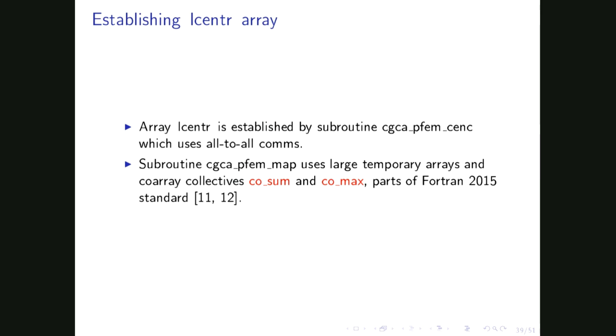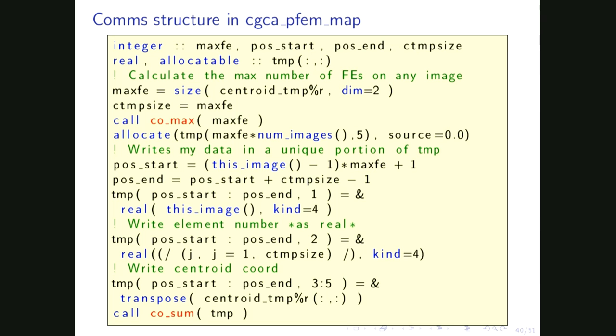With this, we implemented a new routine that makes use of large temporary arrays and coarray collectives, CO_SUM and CO_MAX. This approach may prove problematic at very high core counts due to memory limitations. The new routine, PFEM map, uses a large temporary array of length the maximum number of FEs on any image times the number of images. Then all variables have to be recast to the same real kind before they are written into the temporary array. The reason for this is that the CO_SUM and CO_MAX collectives work only with numeric types.